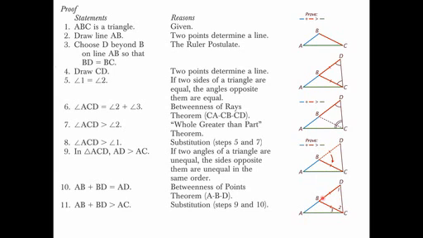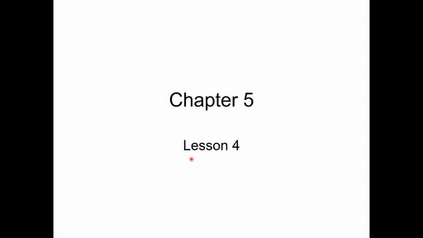We're really close. BD and BC are equal. So now we can say AB plus BC is greater than AC. Substitution, steps 3 and 11. So we've proven the only theorem today, that the sum of the lengths of any two sides of a triangle has to be greater than the third.